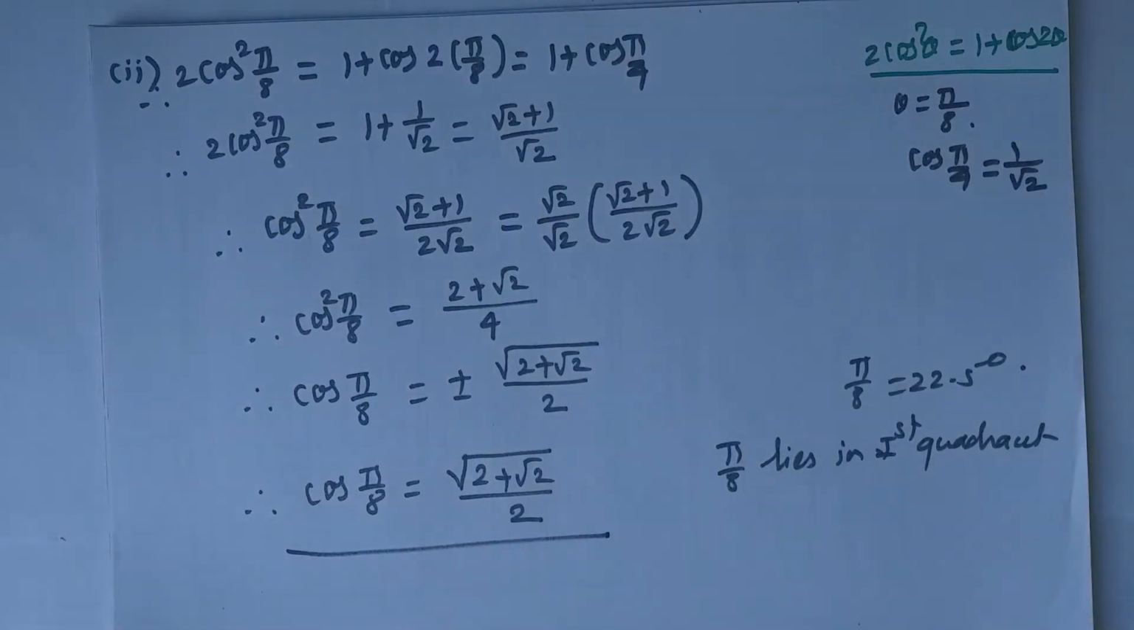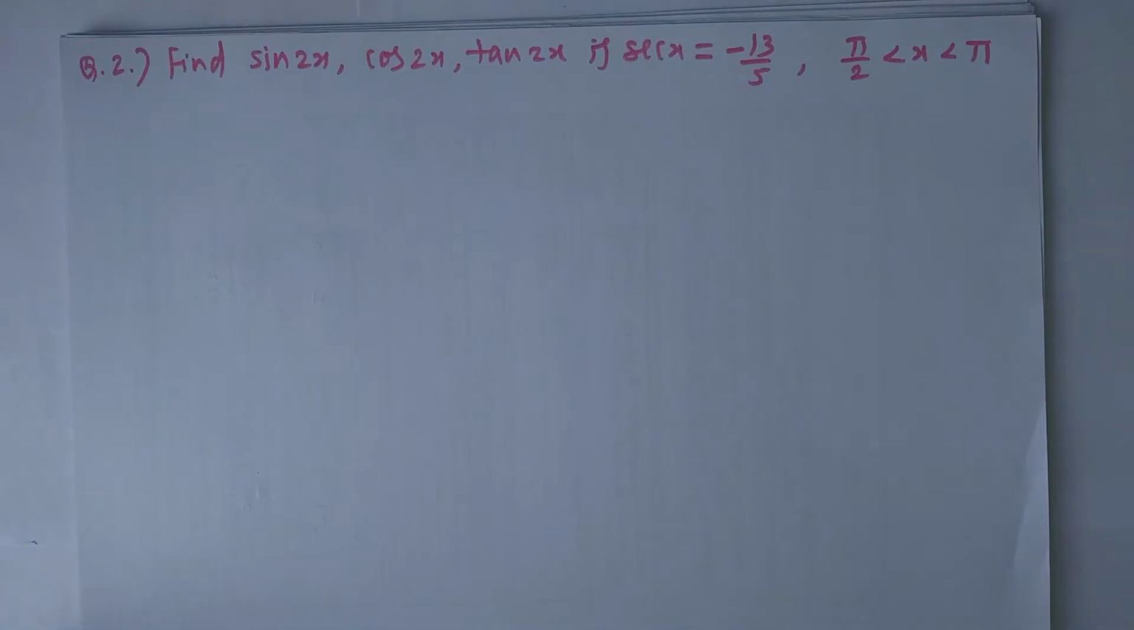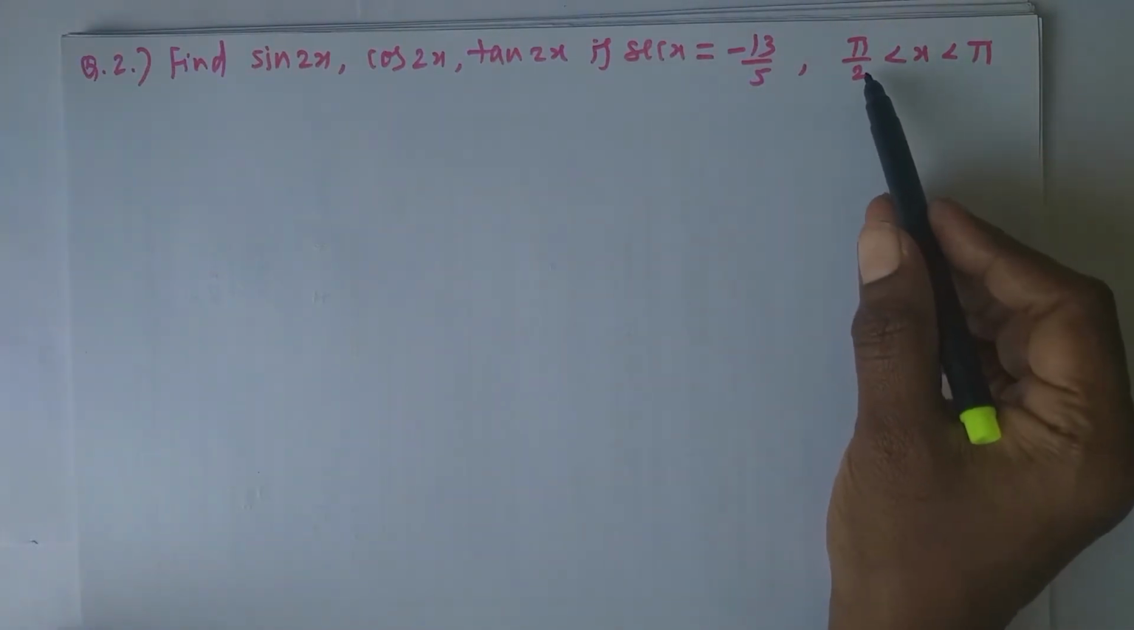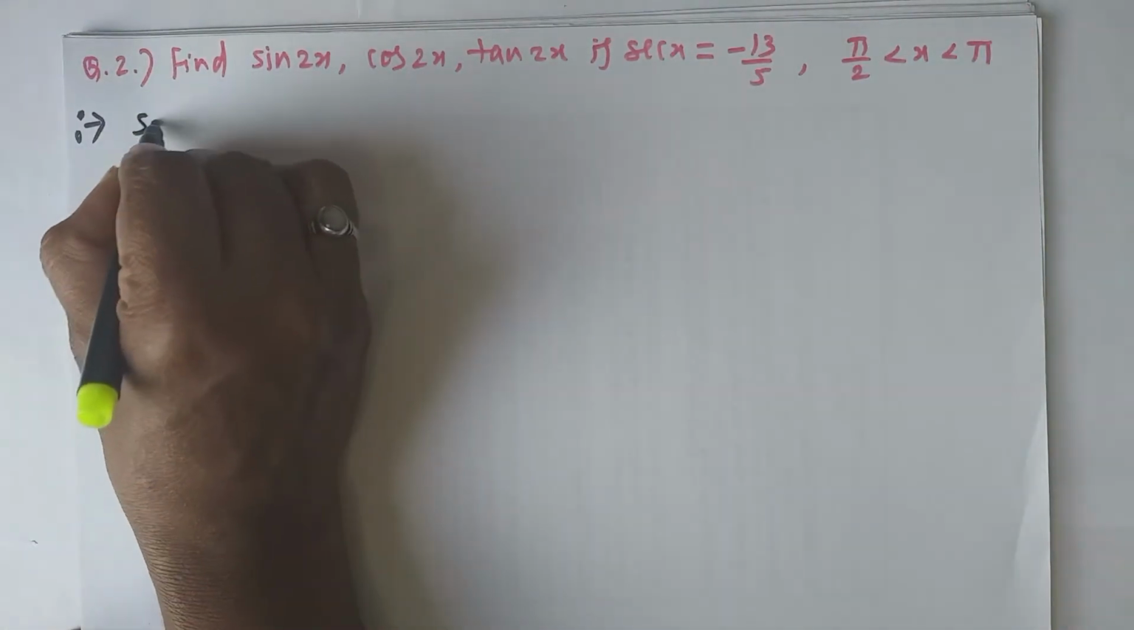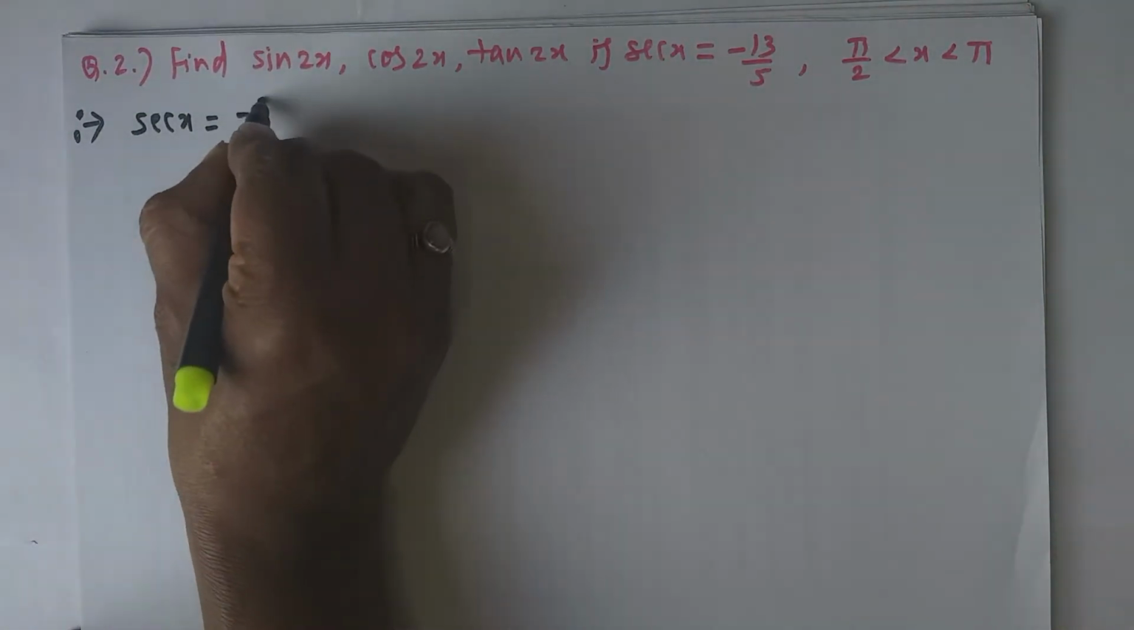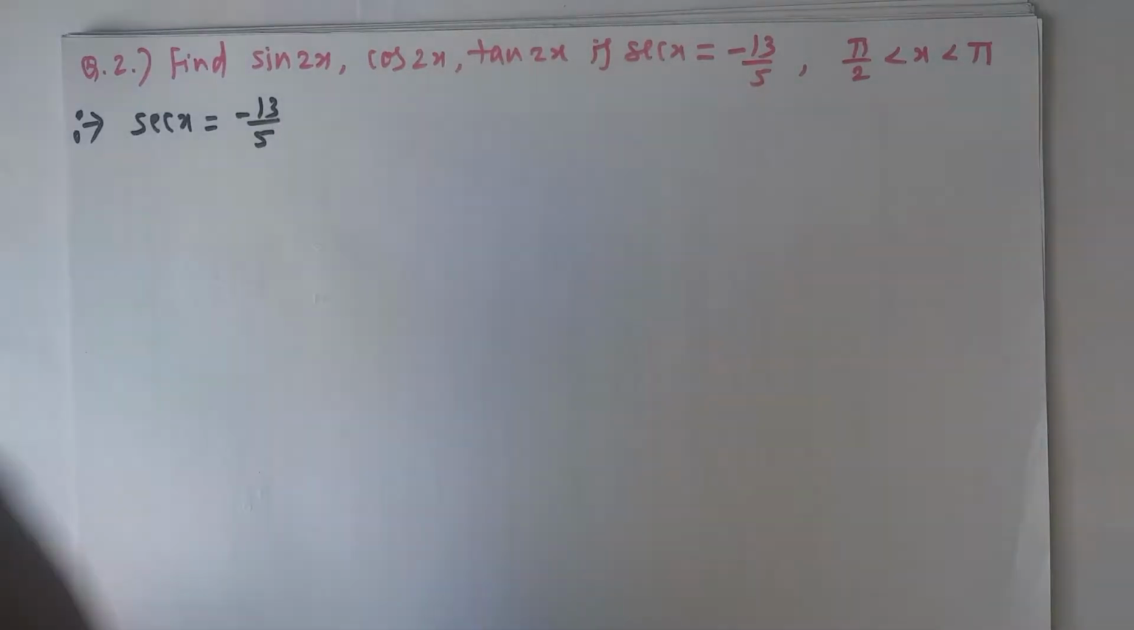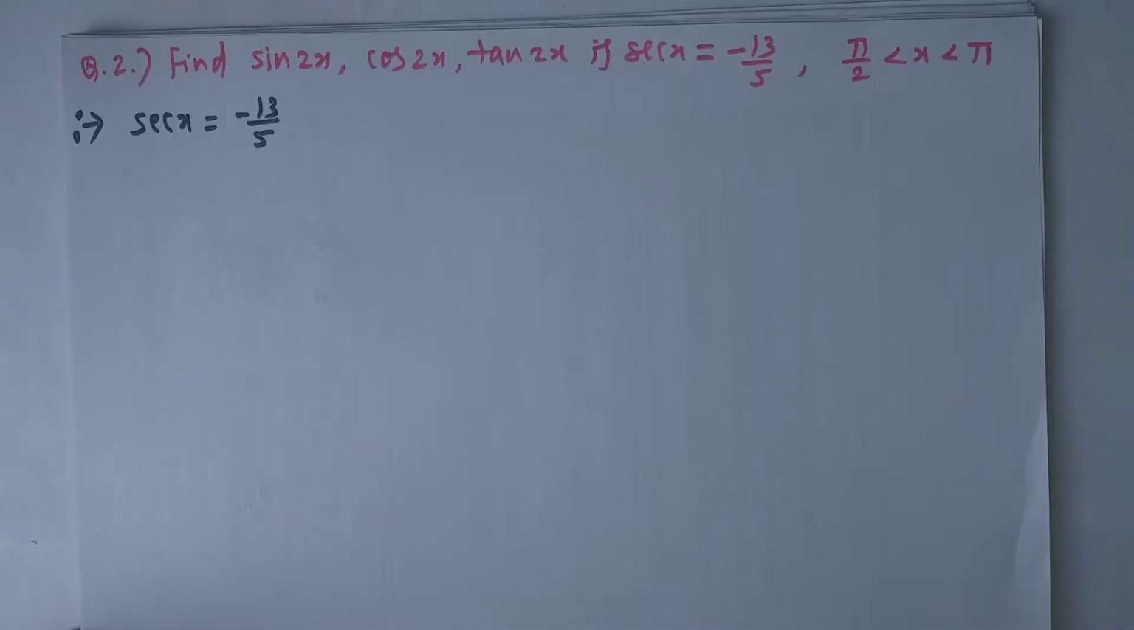Okay, let's see the next. Find sin 2x, cos 2x and tan 2x if sec x is equal to minus 13 by 5 and x lies in second quadrant, that is from pi by 2 to pi. Now here I know the value of sec x, that is minus 13 by 5. It is given. Now which identity contains sec?